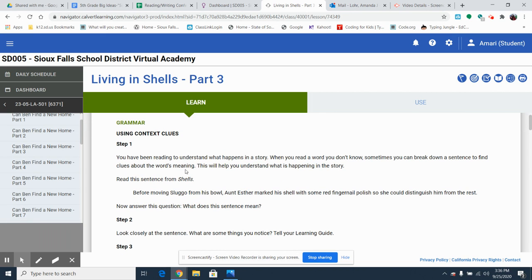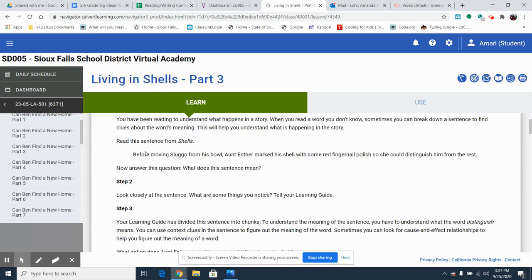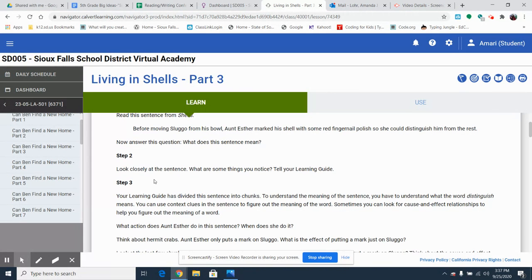The first part of your lesson today is your grammar lesson. It's again going over using context clues. You've been reading to understand what happens in a story, and when you read a word that you don't know, sometimes you can break down a sentence to find clues about what the word would mean. And so they want you to read this sentence from Shells and then answer the questions.